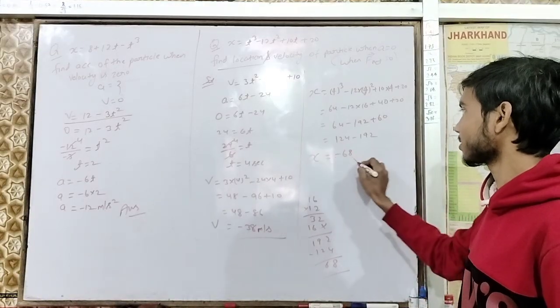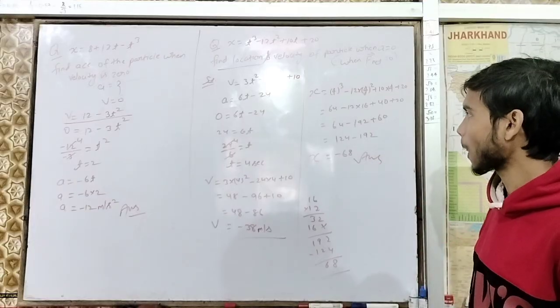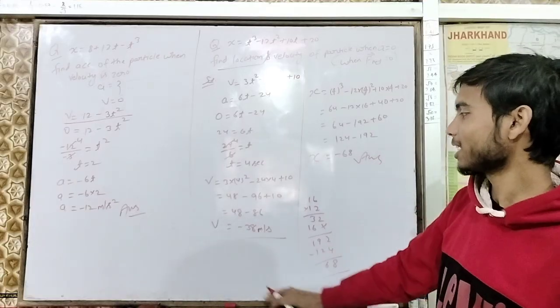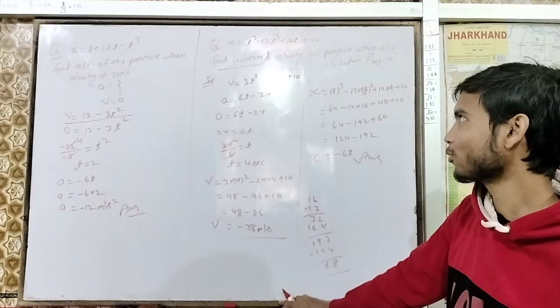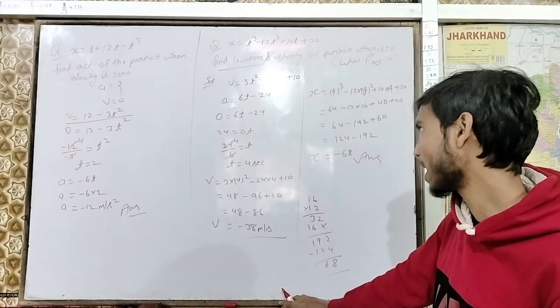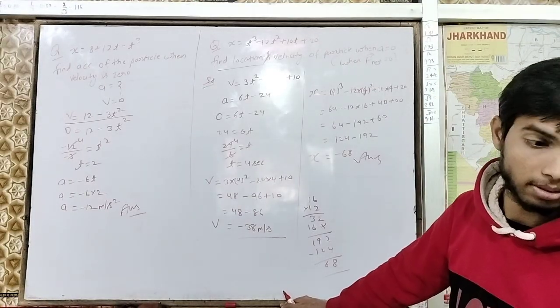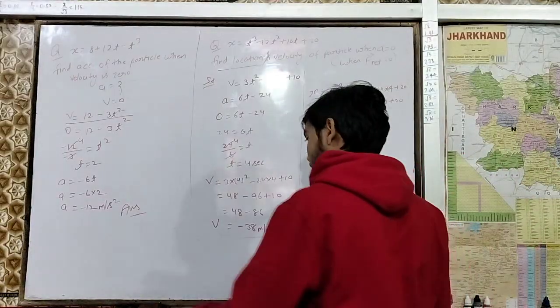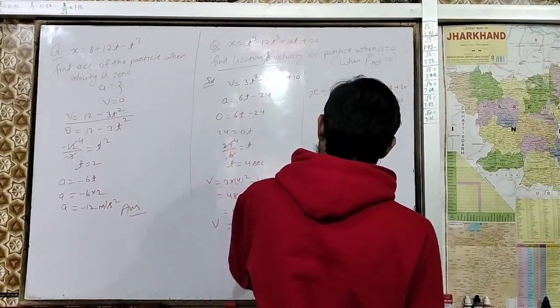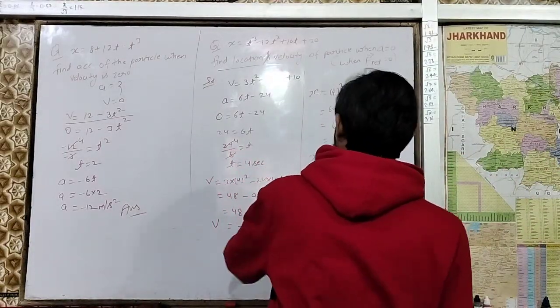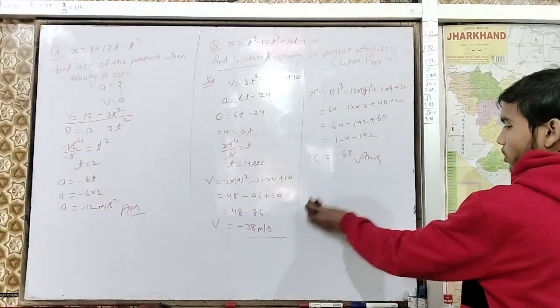This is our x. At 4 seconds, velocity is minus 38 meter per second, where acceleration is becoming 0 and x is minus 68. Minus 68 units. Did you understand something from this question?